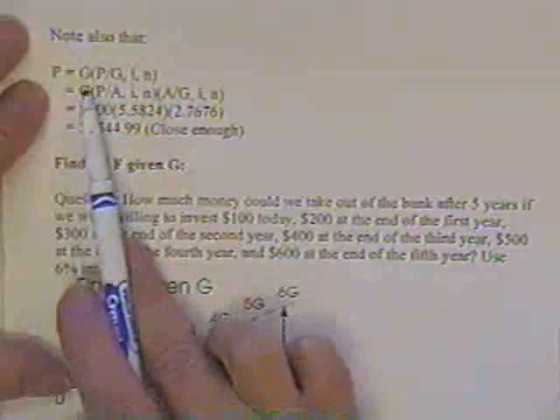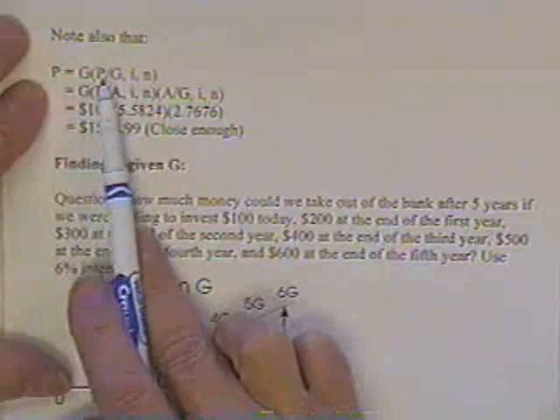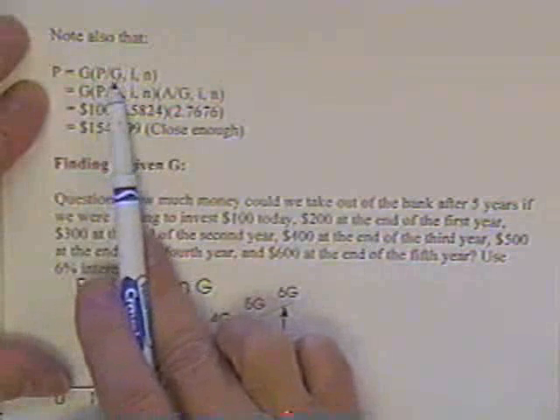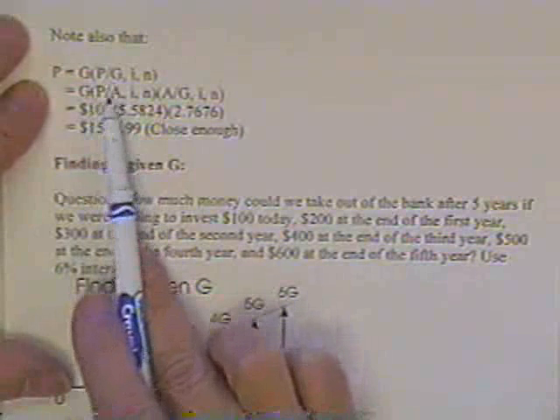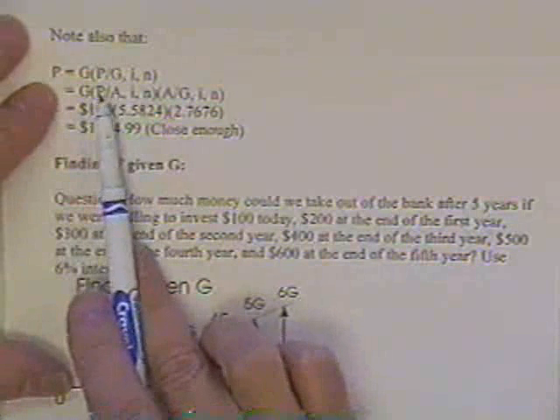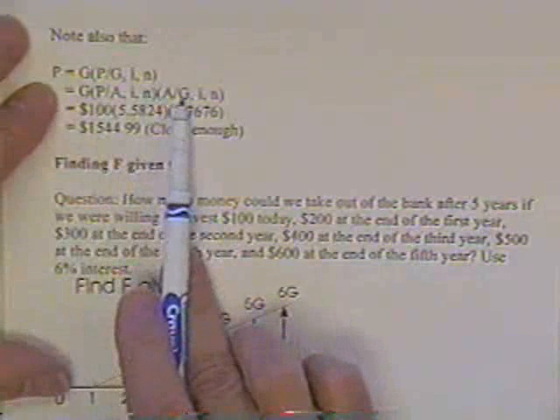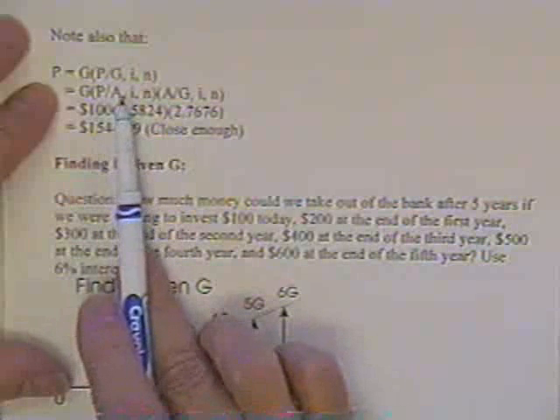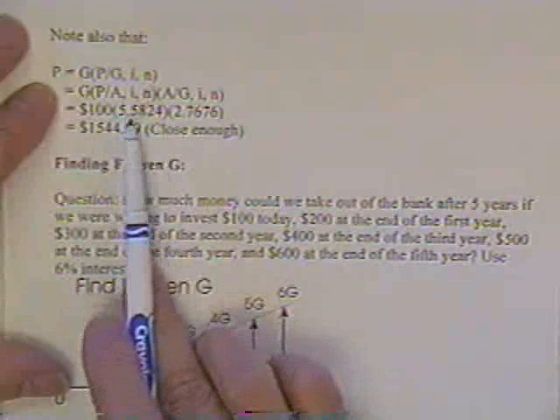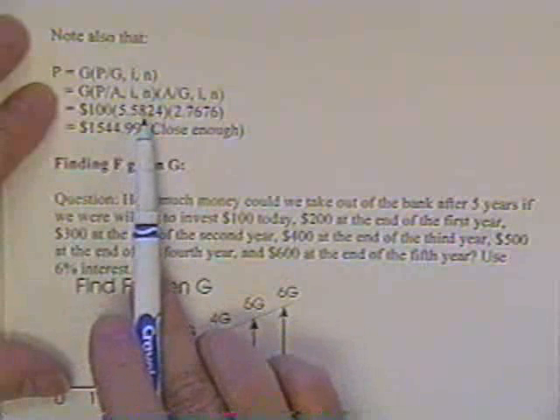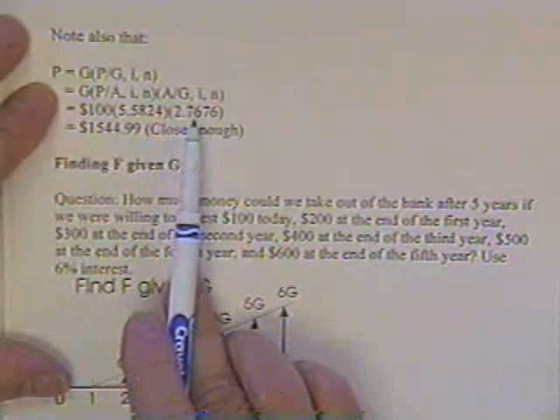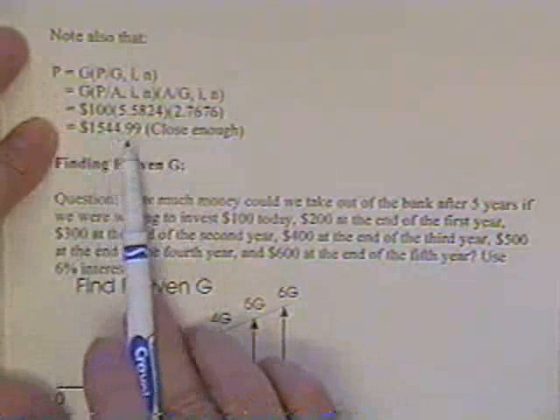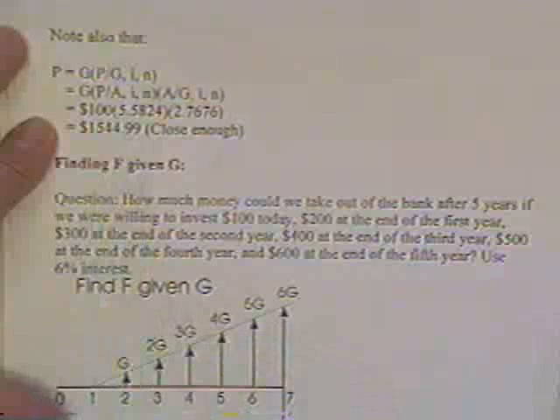Okay. Note also that if you want P, and if the tables didn't have P over G, yours do. We just proved that. We just found it. But you could instead multiply G times P over A times A over G. If you go check these factors in the book, you'll find the P over A factor for 6%, 7 years is 5.5824. You'll find that the A over G factor is 2.7676, which get together and still give you $1,544.